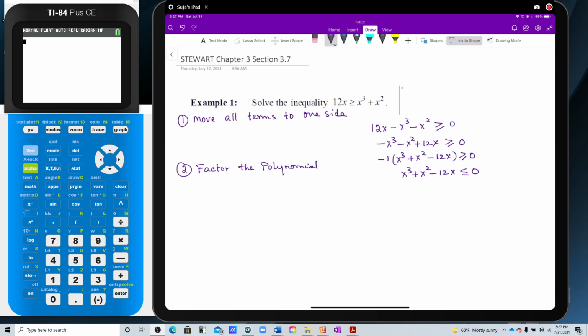Like say if I say 12x is greater than x cubed plus x squared, from here I could have also written x cubed plus x squared is less than or equal to 12x. So if I move it to the left hand side, x cubed plus x squared minus 12x is less than or equal to 0. So this is also another way to come to the same step that I wrote here. Okay. Now here I need to factor the polynomial.